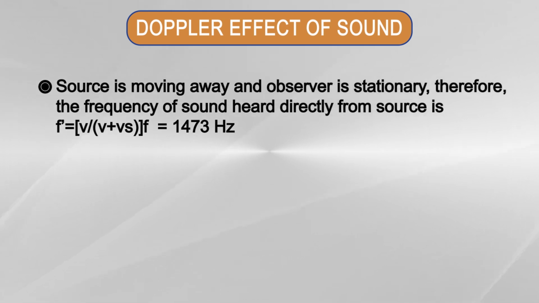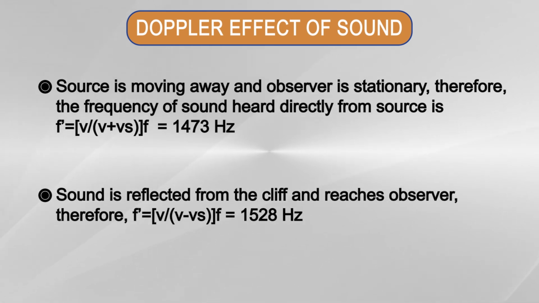So, first case, the sound source is moving away and the observer is stationary, then we will use that formula f prime is equivalent to f upon V plus Vs multiplied by the original frequency. So, that f prime can be calculated by putting the given values, and we can have this observed frequency equivalent to 1473.